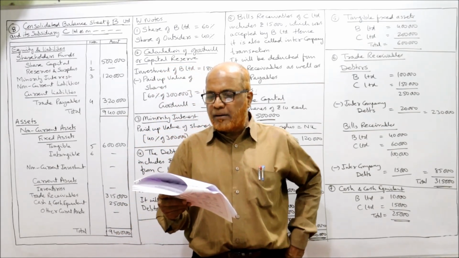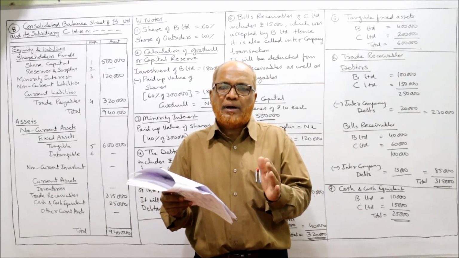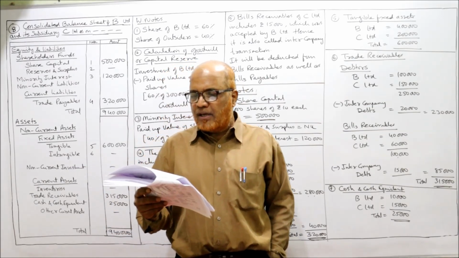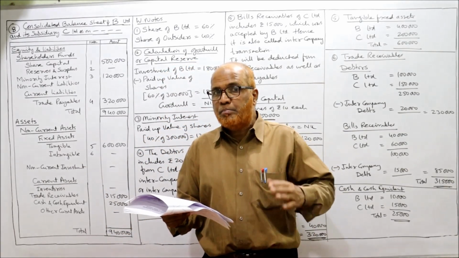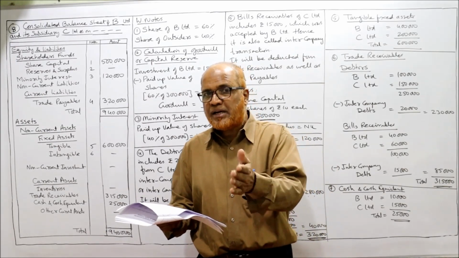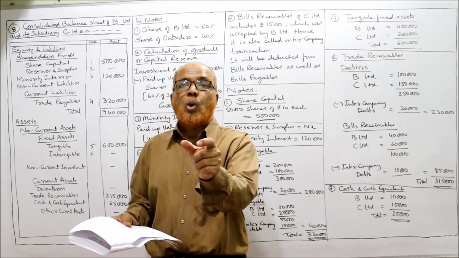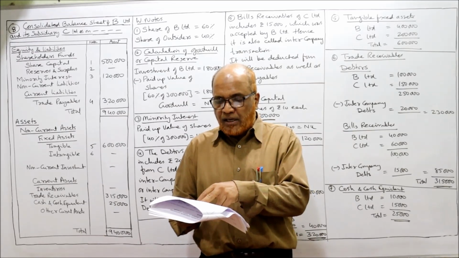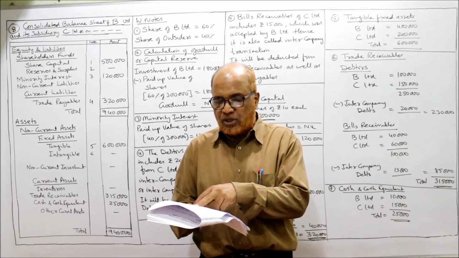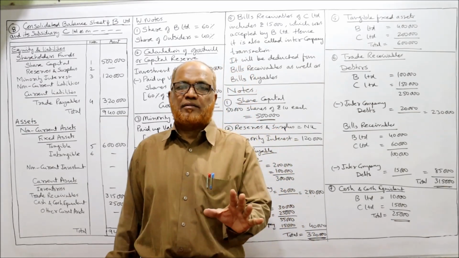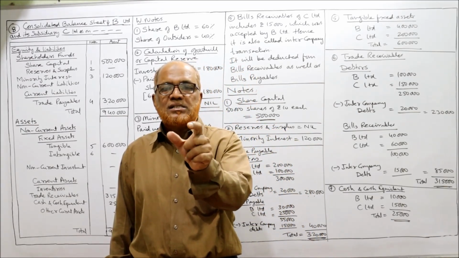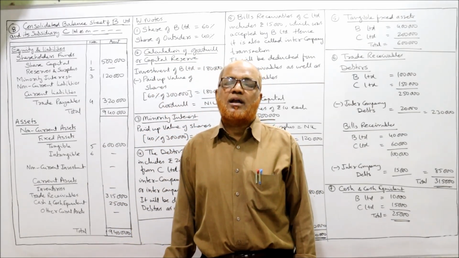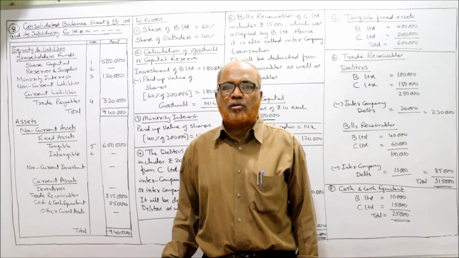Now asset side, land and building. We simply club both land and building of B Limited and C Limited and take it in the consolidated balance sheet. Then investments. Investments in C Limited. That means B Limited is making the investment in C Limited. So B Limited is the holding company, C Limited is the subsidiary company. Investment in C Limited is 1,80,000 amount, 60% shares. That means B Limited is holding 60% of shares of C Limited. Remaining 40% shares are held by outsiders, minority interest.